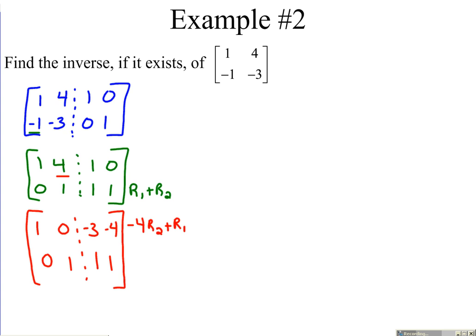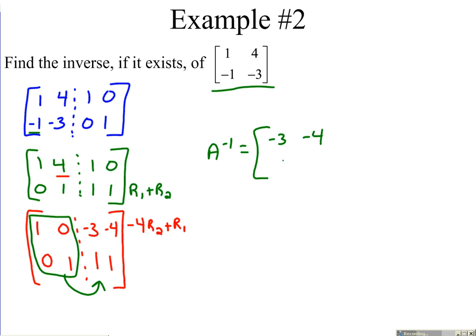Now on the left side here, we can see that we have the identity matrix, which means this right side represents our inverse matrix. So our inverse matrix of this original one up here is the 2 by 2 matrix given by -3, -4, 1, 1. Those two matrices are inverses of one another.